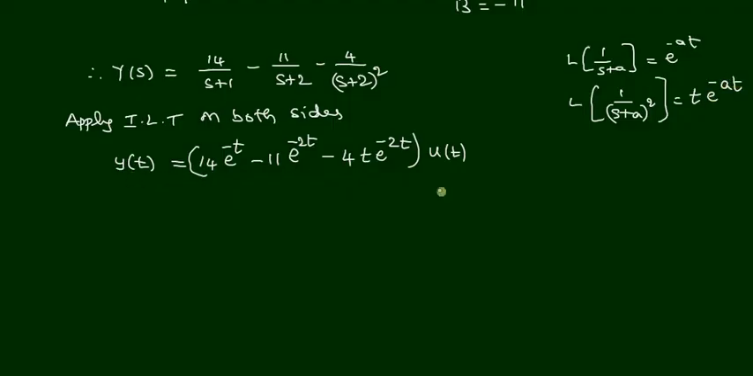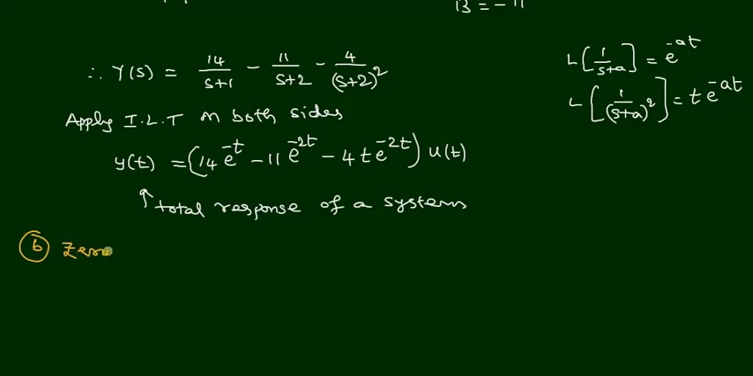Now this is the total response of the system. This gives the total response of the system. So now we'll move to the second part, B. So B is the zero state response.